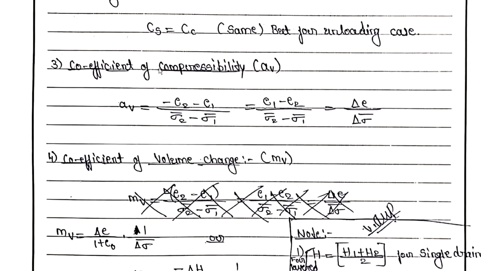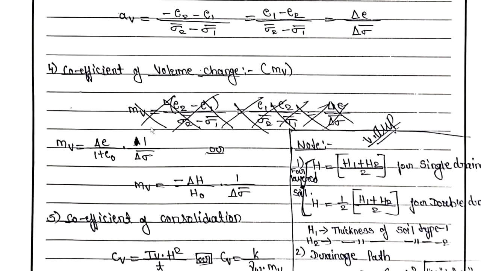Next formula is for coefficient of compressibility, that is AV. AV is equal to minus E2 minus E1 divided by sigma 2 dash minus sigma 1 dash. We are considering it as a minus because the curve is in decreasing manner. So multiplying this minus sign inside, E1 minus E2 divided by sigma 2 dash minus sigma 1 dash, which gives us delta E divided by delta sigma dash.